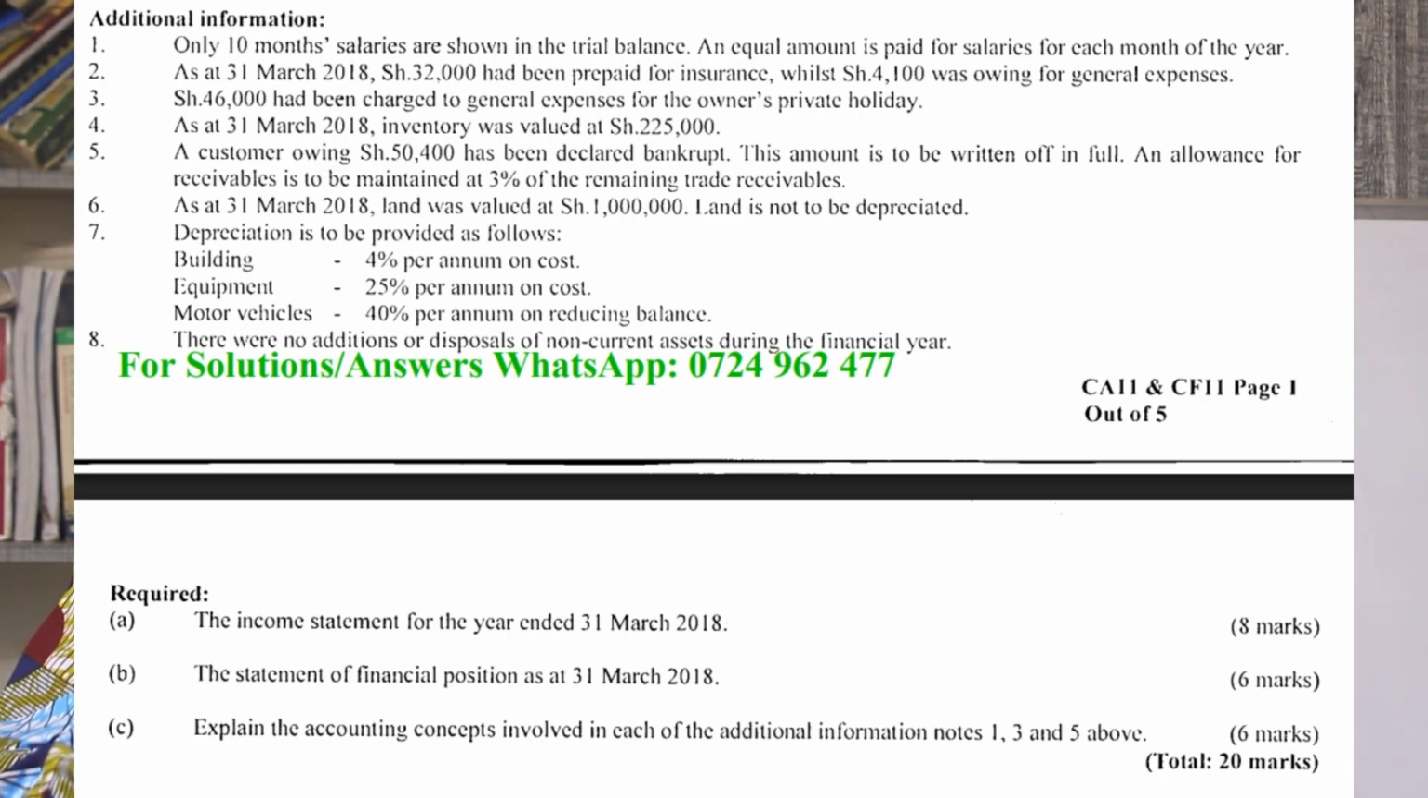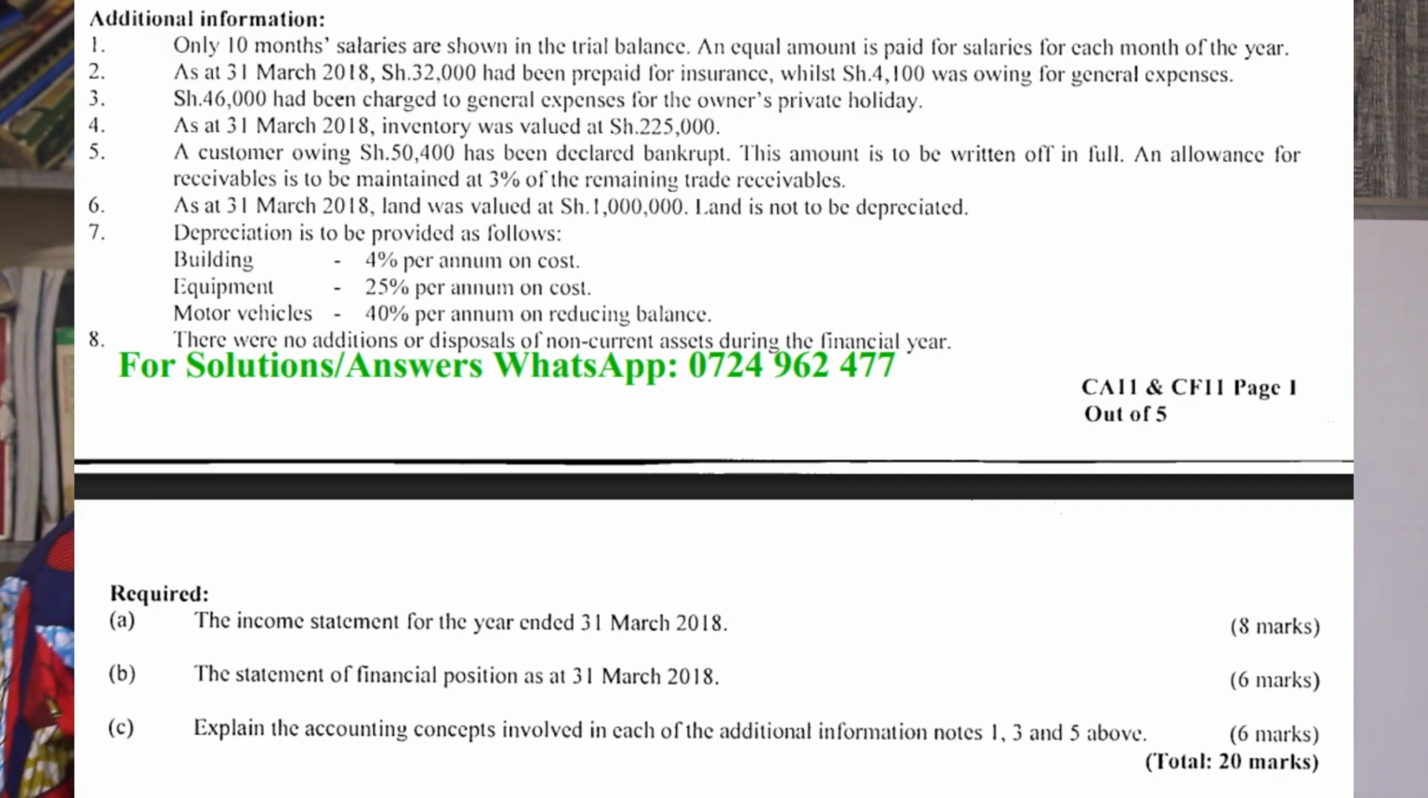If there is a difference, an increase we always say is an expense, and a decrease we always say is an income. You know how to handle that. As of that 1st of March 2018, land was valued at 1 million. Land is not depreciated. So you get the land and building, you subtract 1 million, which is for land, the remaining is depreciated, and you are given the rates for depreciating: building 4%, equipment 25%, motor vehicle 40%.